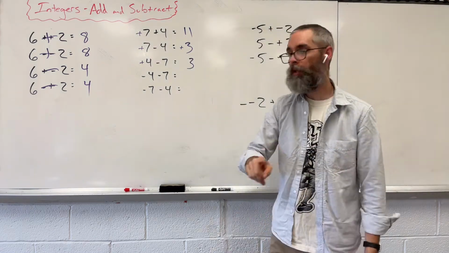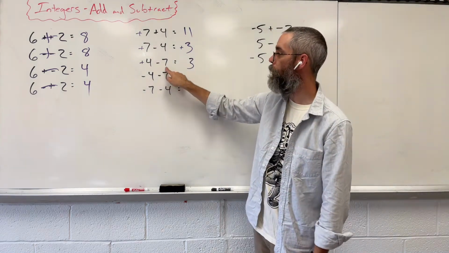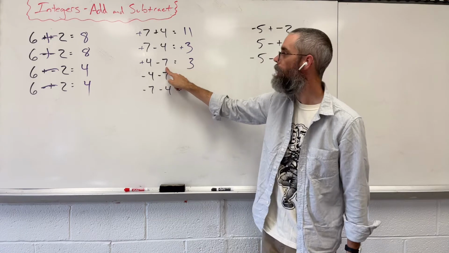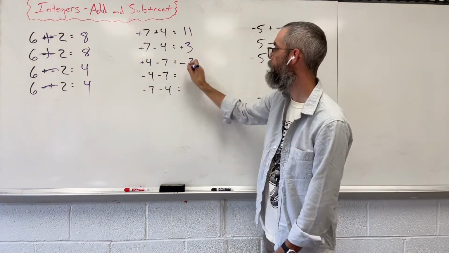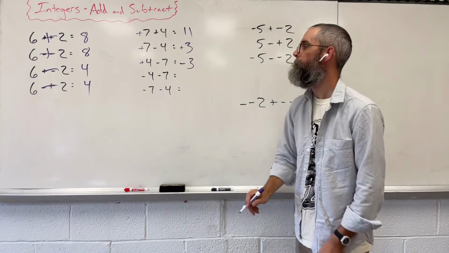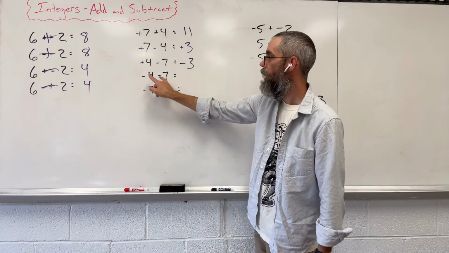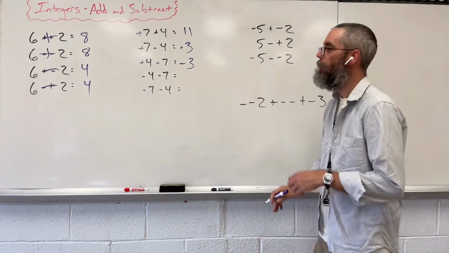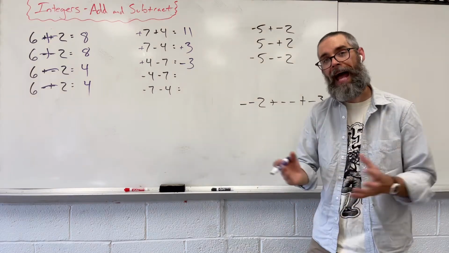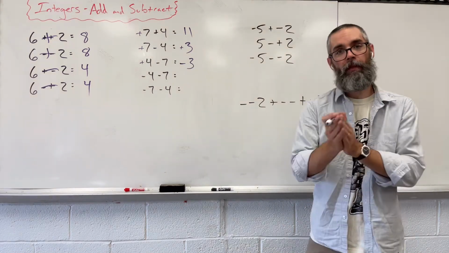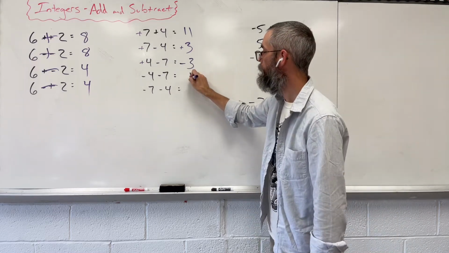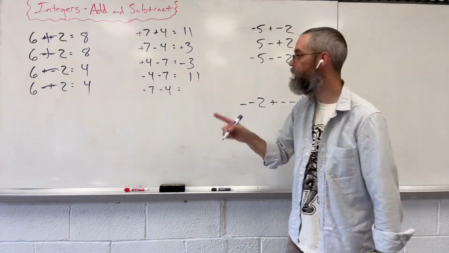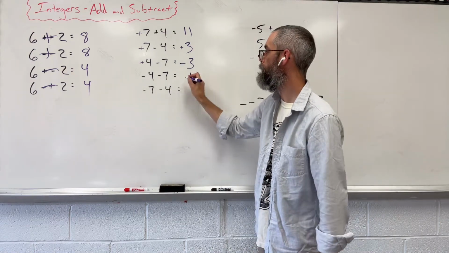But this time, which number is the largest? 7. We want to keep that symbol as our answer, negative. So our answer is now negative 3. I have negative 4 and negative 7. Because they are both the same, I want to add these two numbers up regularly. 7 plus 4, or 4 plus 7, and get 11. I keep the sign because they're both the same.